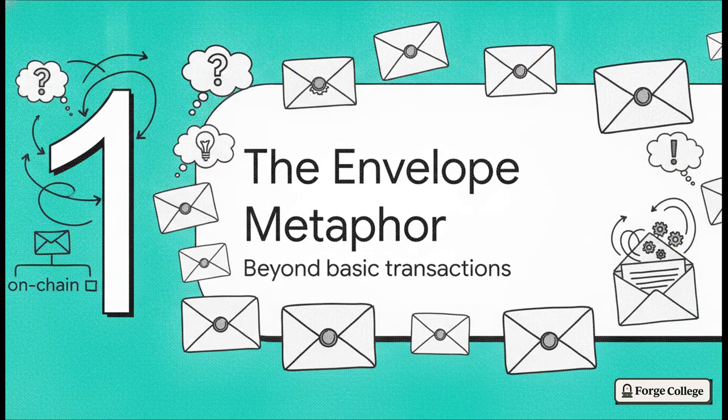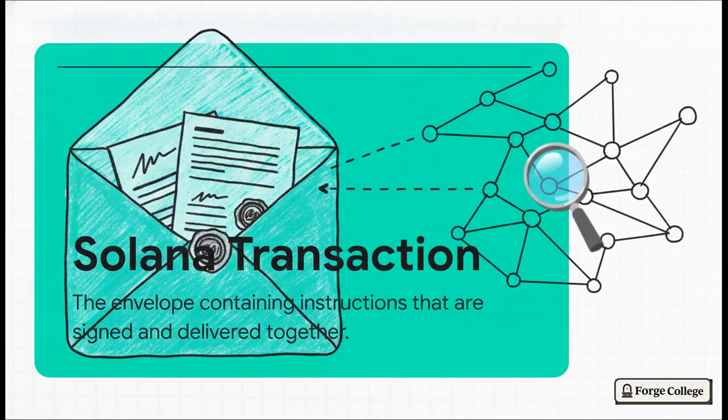All right, section 1, the envelope metaphor, thinking outside the basic transaction. We are going to use this as our central analogy today, just to make all this abstract on-chain TypeScript code highly tangible and easy to visualize. Basically, think of a Solana transaction as your master envelope. It's just the container, right? And the actual instructions you write in your code, well, those are the individual documents stuffed inside that envelope. They are all signed by the sender, sealed up, and delivered totally together as one single package to the network.